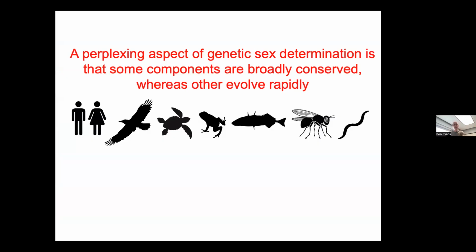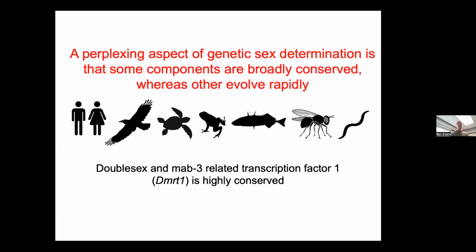And so one of the, I think, fascinating aspects about this diversity is that some components of sex determination systems often are broadly conserved, whereas others evolve rapidly. And so you have this sort of architecture, this machinery that's involved with orchestrating sexual differentiation. And some components of that machine are similar across species, and then other components evolve really quickly. An example of a conserved component would be the DMRT1 gene, the doublesex and MAB3 related transcription factor 1. This gene was originally discovered in fruit flies and nematodes, and it was named after genes and homologs in each of those species.